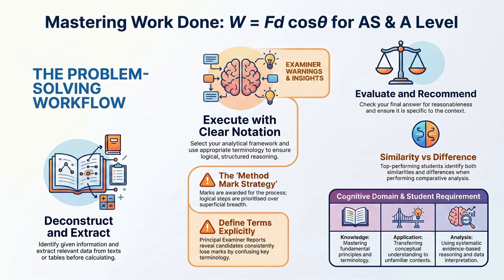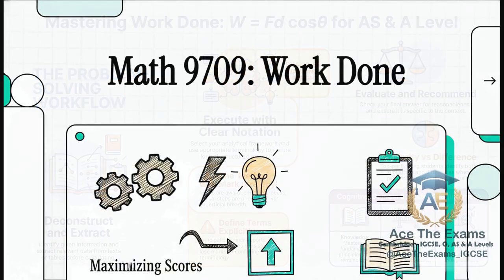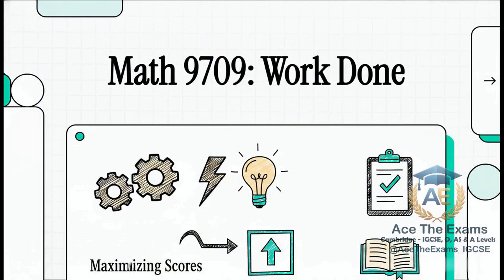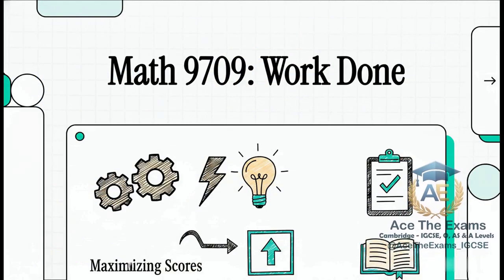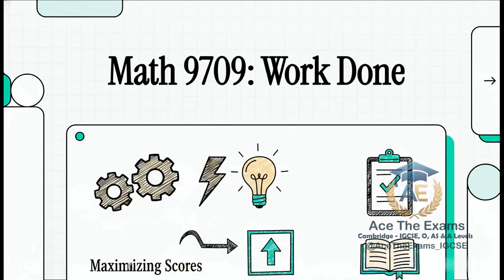Welcome to The Explainer. I am so thrilled you're here today because we're diving straight into an exclusive masterclass. We're tackling the energy, work, and power section for Cambridge AS and A-level math. Specifically, we are cracking the code on syllabus 9709 and the infamous work done formula.